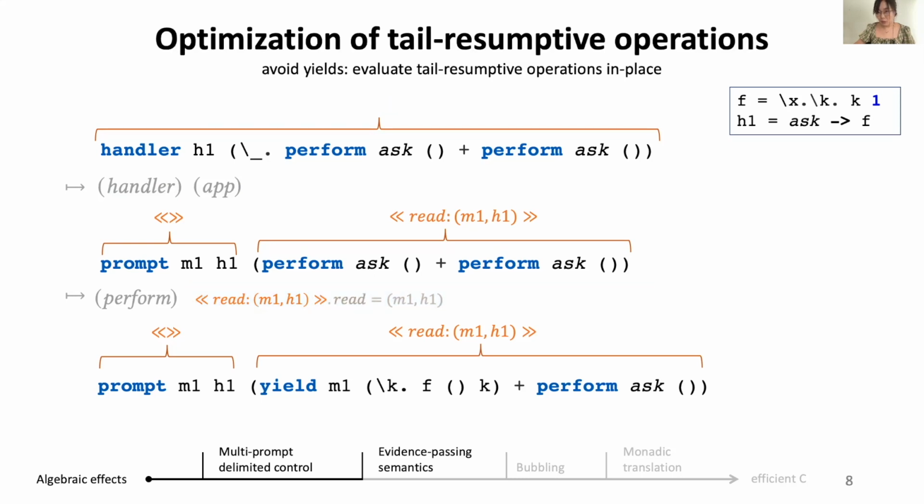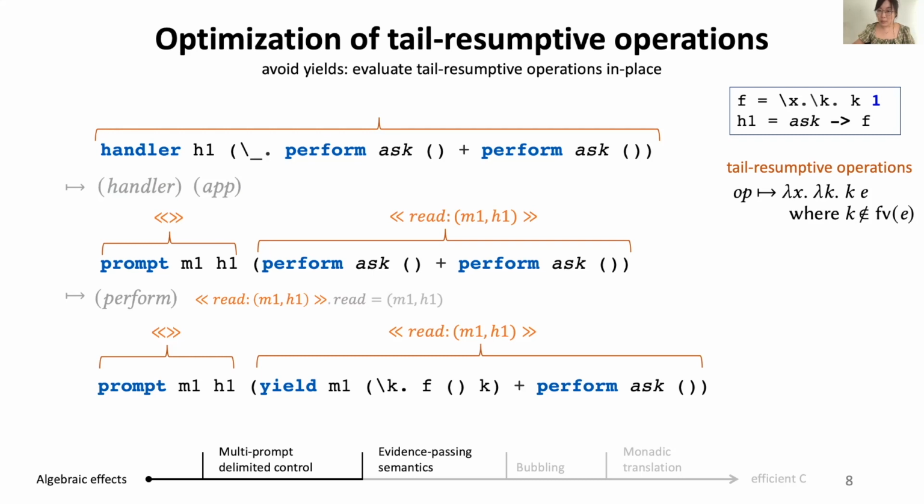We can even do more. It turns out with evidence passing, we can often avoid yields by evaluating tail resumptive operations in place. Tail resumptive operations are of this form, where the resumption is directly resumed with an expression E. For example, f in H1 is of this form. Well, this is not accidental. Almost all common operations used in practice are tail resumptive.